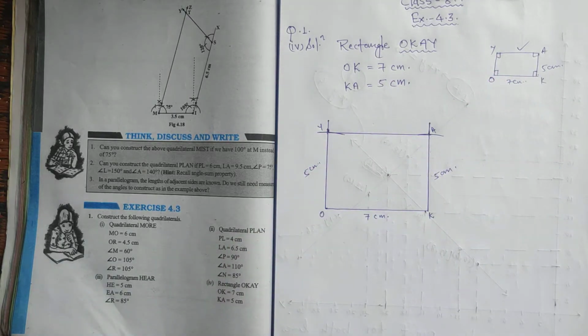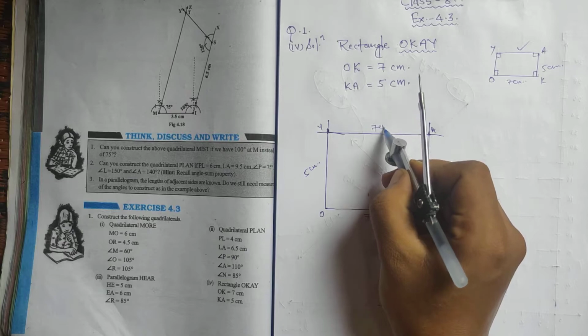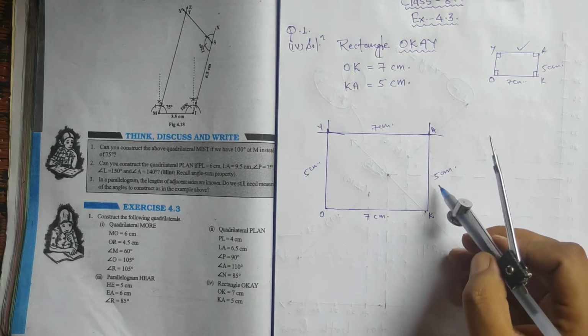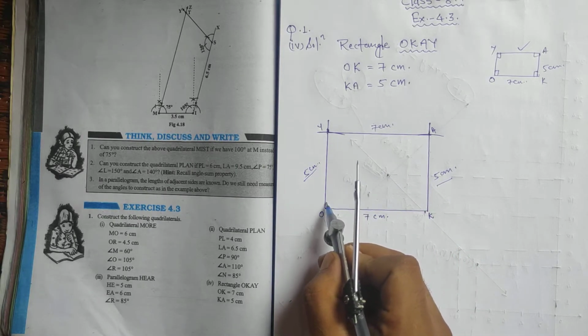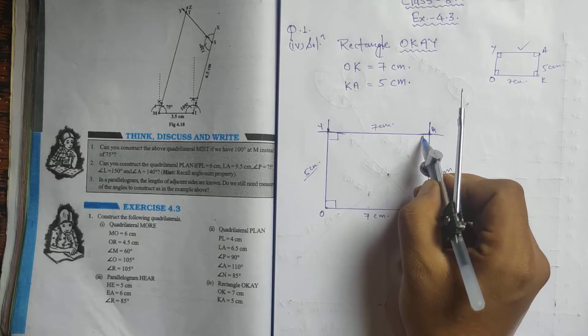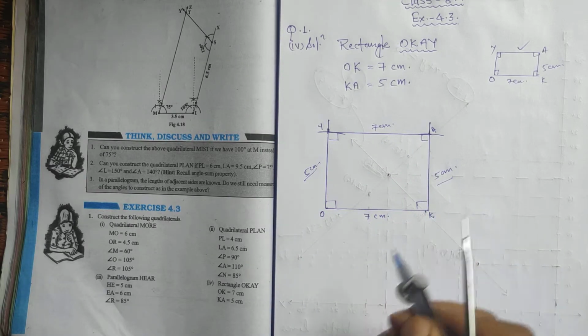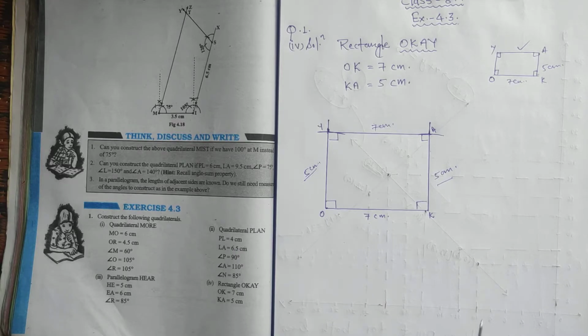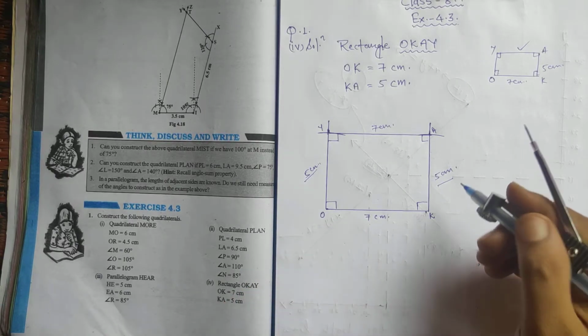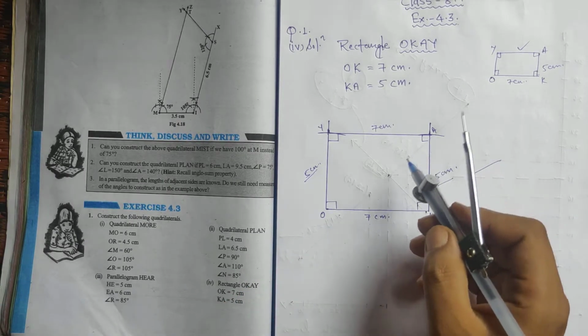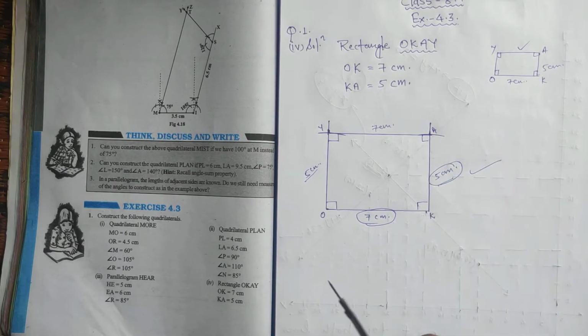So this one is also 7 centimeter, this one is also 7 centimeter, and this one is 5 centimeter, this side is also 5 centimeter, and all the angles of this quadrilateral are of 90 degrees because it is a rectangle. So for that much, we had to construct the rectangle OKAY. So we constructed rectangle OKAY whose two sides are of 7 centimeter and 5 centimeter. Angles are not given, but we all know that in a rectangle every angle is of 90 degrees.